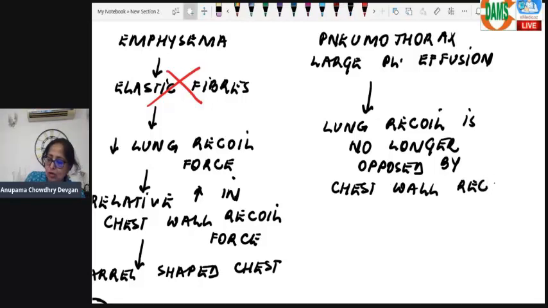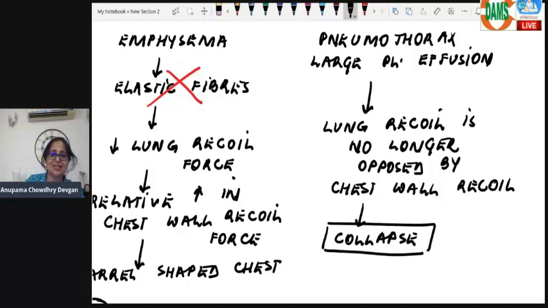So what is the most common complication that you see in a pneumothorax or in a large pleural effusion? There is going to be a collapse. The lung recoil force is directed towards the inside. Because there is fluid or air between the lung recoil and the chest recoil force, the link between these two forces is gone. So the lung recoil is no longer being opposed by the chest wall recoil. So collapse becomes extremely common, like I said, in a pneumothorax or a large pleural effusion.